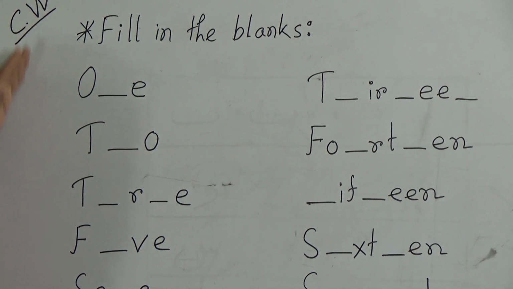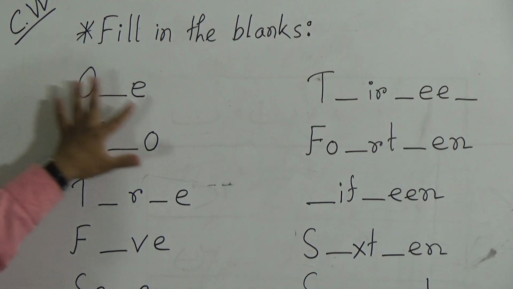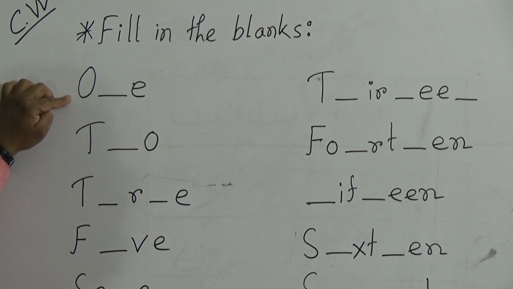Dear students, this one is also your homework. That means like this one you should do in your homework copy also. First of all, you should write down O blank E. You can write it down, or your guardian can help you to write it down on your copy. After that, the blank should be filled up by yourself.